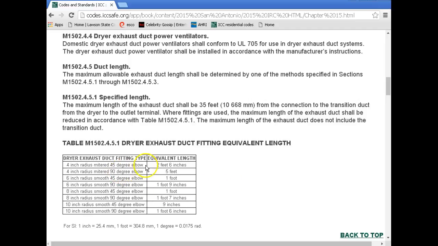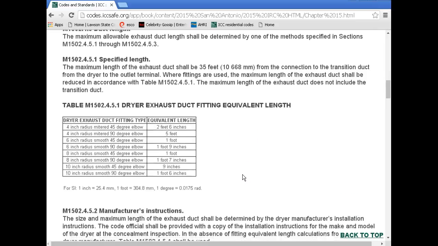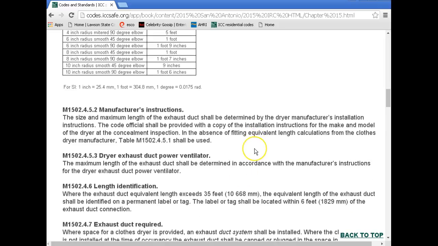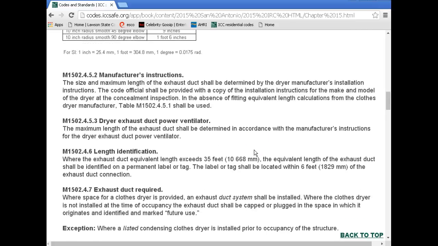See, for 45, 2.5 feet; every 90, 5 feet. Of course, that was based on a 4 inch. You might have 6, 8, 10. Obviously, that's a big old dryer. Use a 10 inch. Anything else I want here?